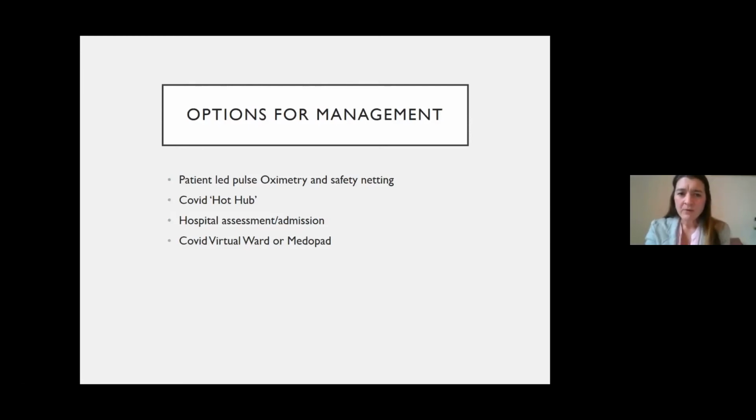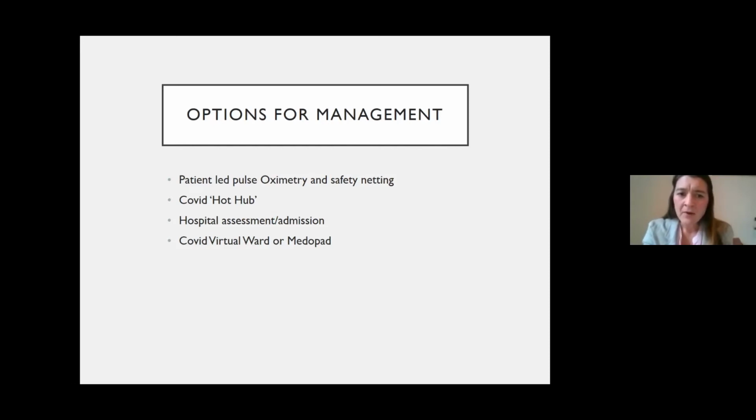So in terms of options for management, I have covered some of those as I talked through the algorithm there, but essentially you're trying to categorize people as those who might be safe to just monitor themselves. So those that you trust to monitor their own symptoms, their own energy, and potentially their own oxygen if they've got access to a machine. There's an excellent safety netting guide that NHS England has produced, and I send that to all of my patients.